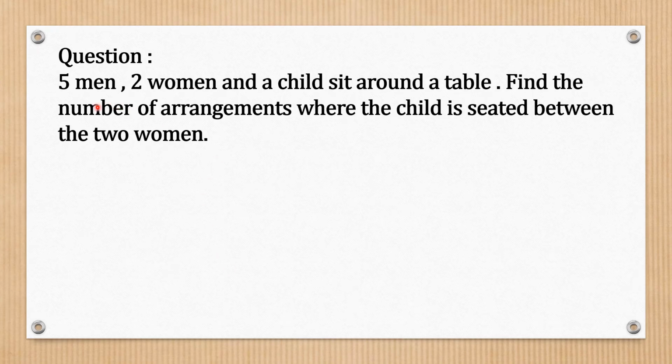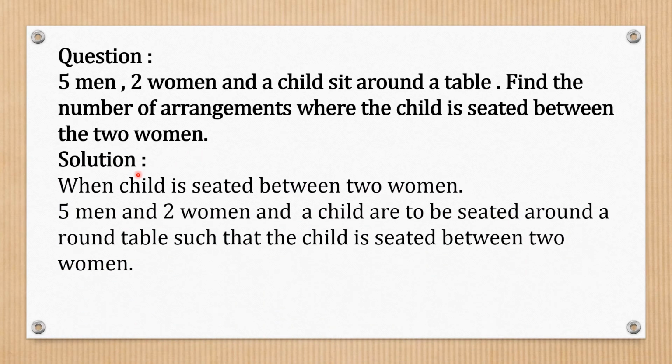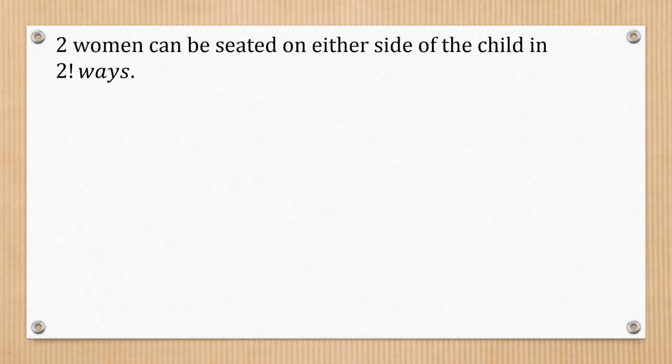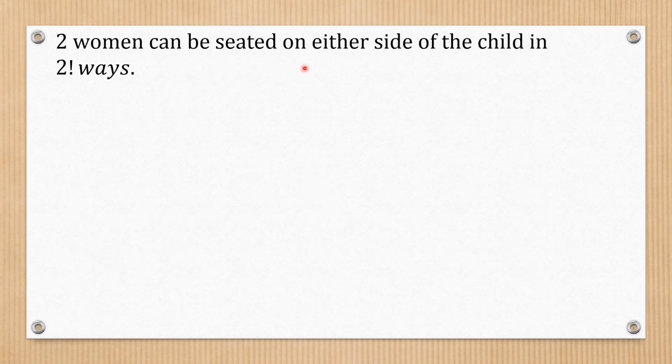Next example. 5 men, 2 women and a child sit around a table. Find the number of arrangements where the child is seated between the 2 women. Let's see the solution. When the child is seated between 2 women, 5 men and 2 women and a child are to be seated around a round table such that the child is seated between 2 women. So 2 women can be seated on either side of the child in 2 factorial ways.